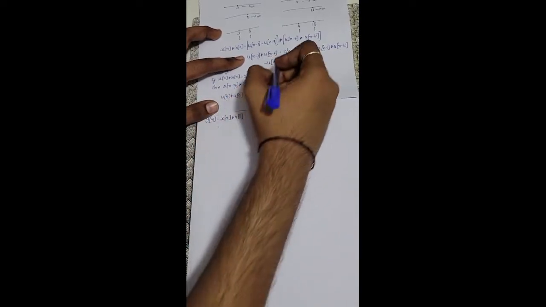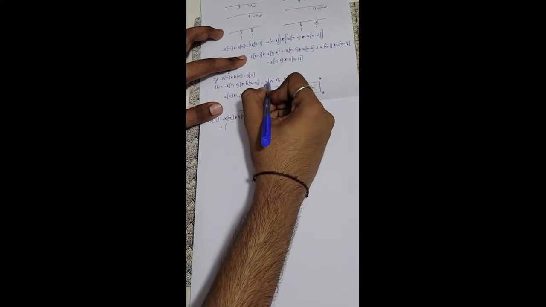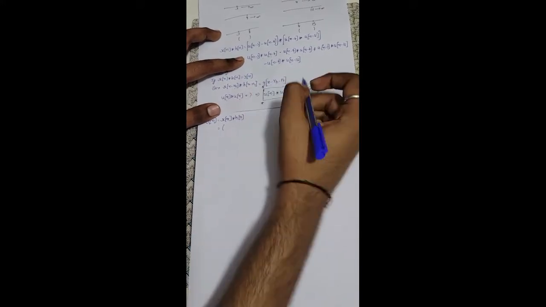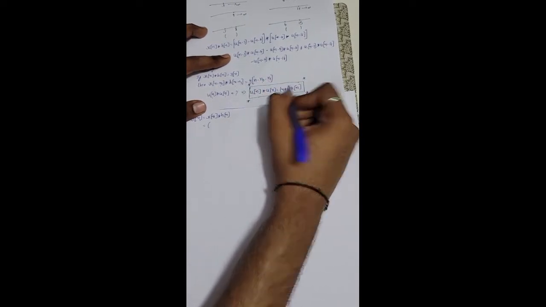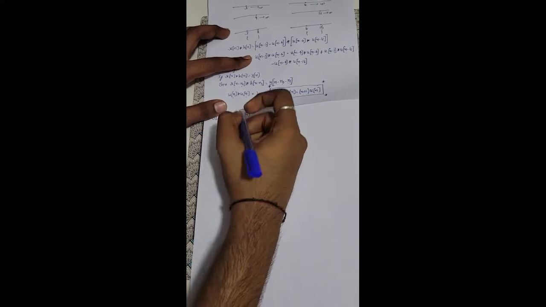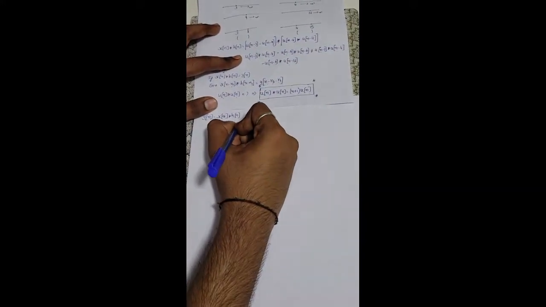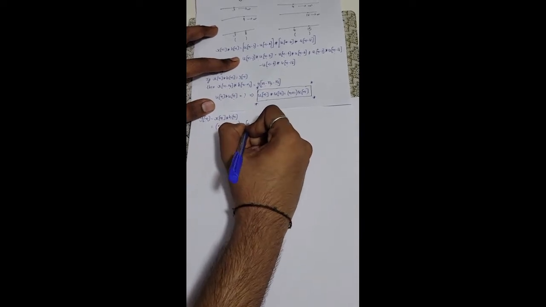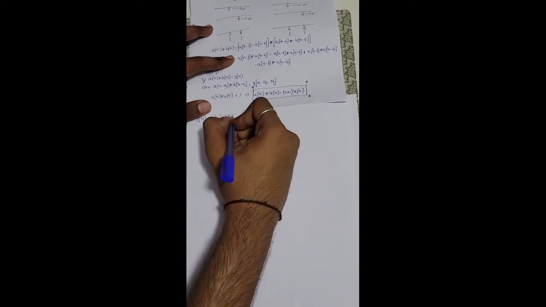So by using this, we substitute n minus n naught minus n1 in this. We will get (n minus 3 minus 4 plus 1) into u of n minus 3 minus 4. This is the first term.